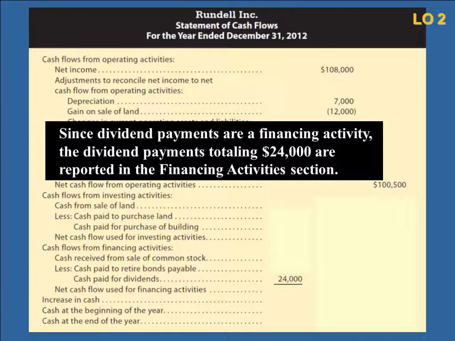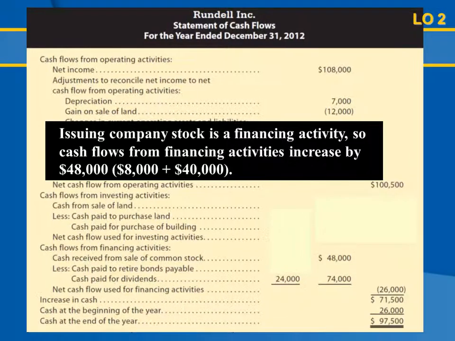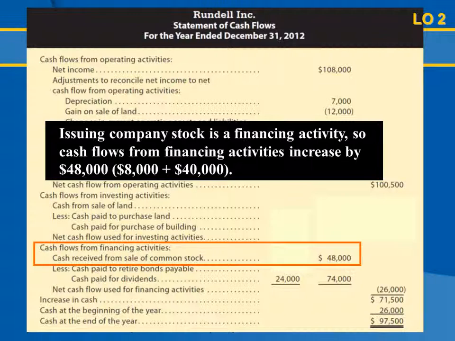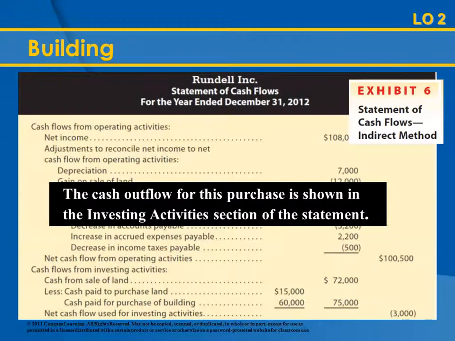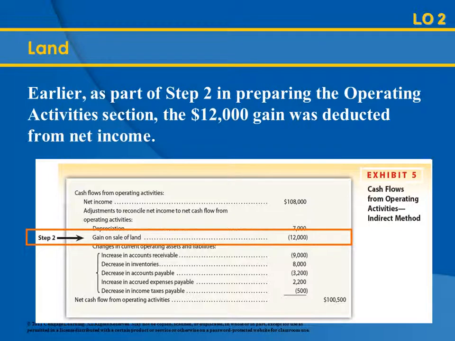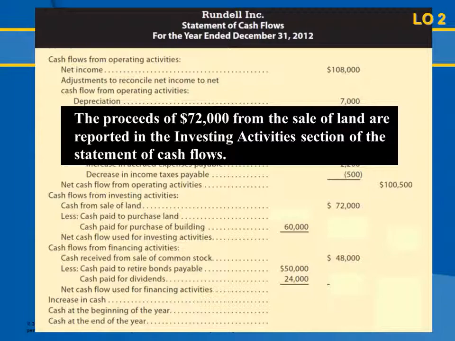It says since dividend payments are a financing activity, the dividend payment will be reported in the financing section. So you kind of have to learn what's in each section. Stock is a financing activity. Bonds is a financing activity. Purchase of lands and buildings, those are investing activities. Okay, so we sold the land, we'll put that in the investing section, and the gain on it goes in the operating section. So that actually kind of goes in two spots.